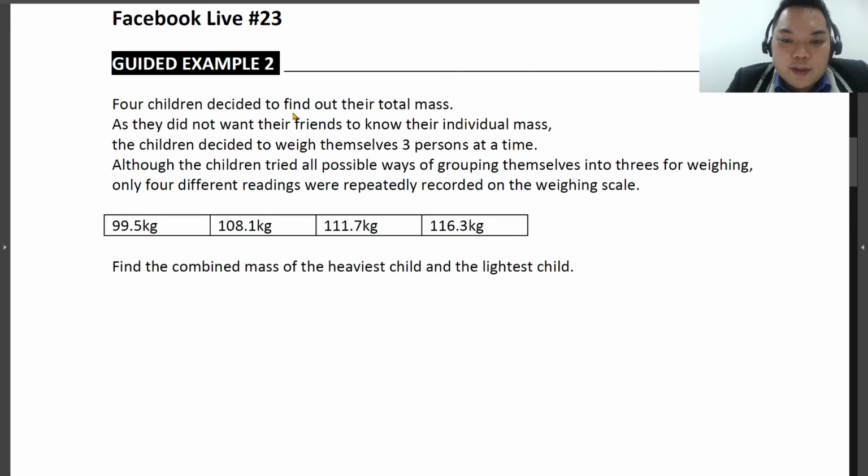4 children decided to find out their total mass, as they did not want their friends to know their individual mass. The children decided to weigh themselves 3 persons at a time. Although the children tried all possible ways of grouping themselves into 3s for weighing, only 4 different readings were repeatedly recorded on the weighing scale. So find the combined mass of the heaviest child and the lightest child.